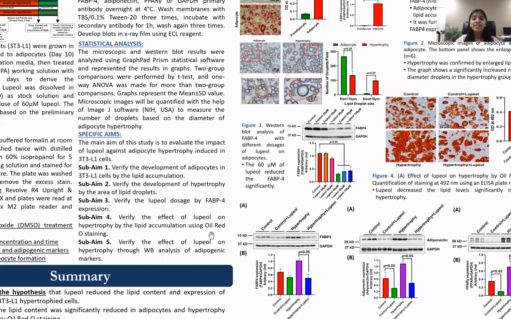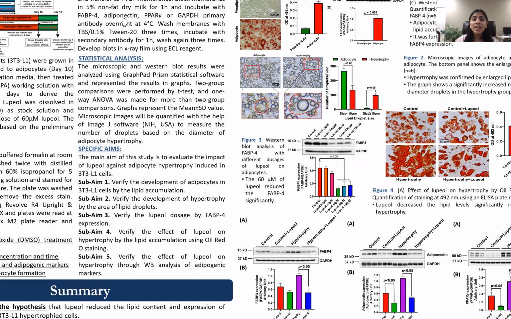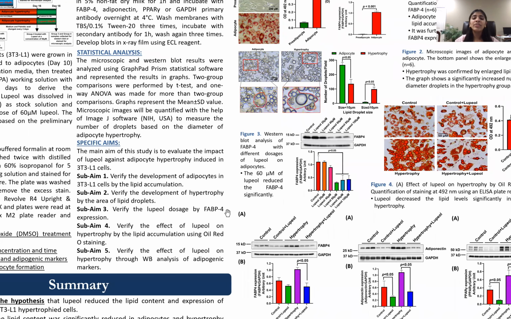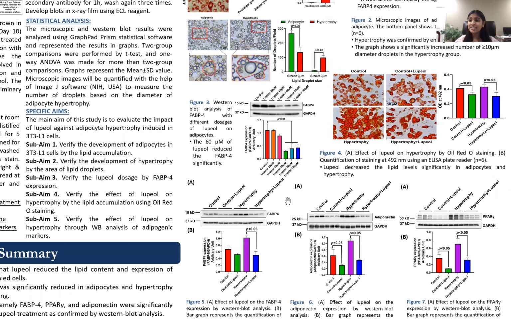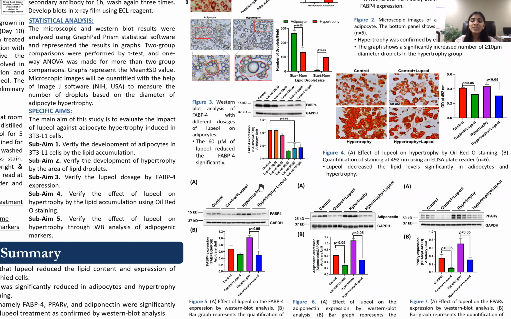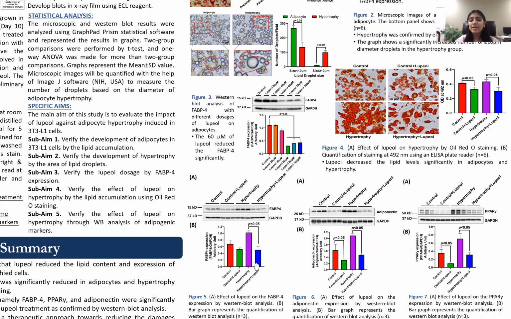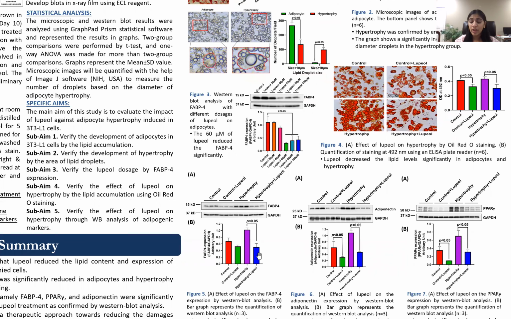To double verify this effect, I looked at the FABP4 expression that I mentioned earlier, as well as adiponectin and PPAR gamma expression to determine whether the Lupeol had an effect on the expression of these proteins and markers. All three of these usually are expressed more when there is a higher lipid content. And as you can see in figures 5, 6, and 7, the hypertrophied adipocytes were shown to have a significantly higher expression of these proteins in comparison to the hypertrophied adipocytes treated with Lupeol.